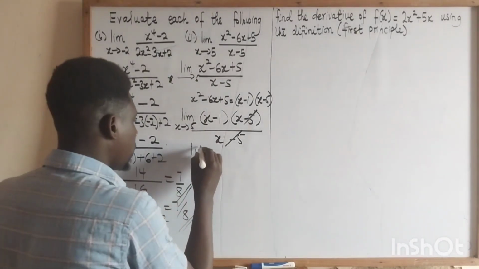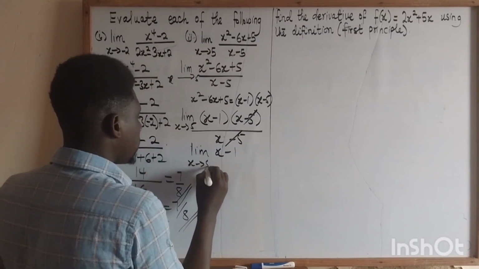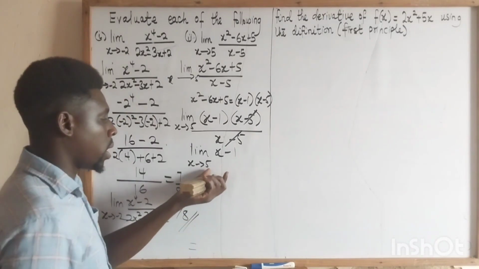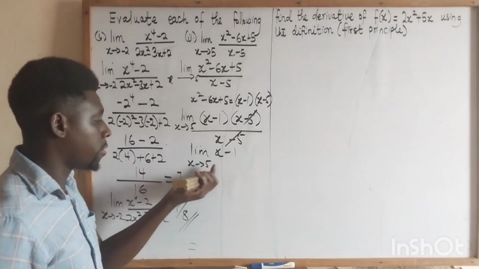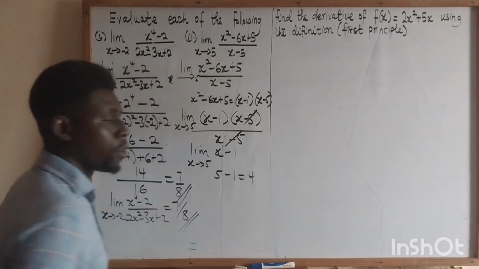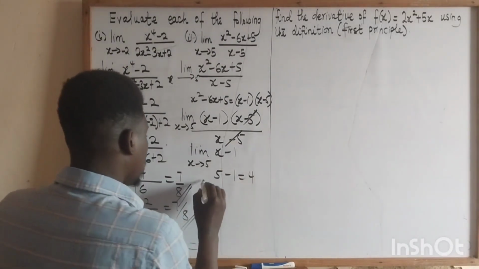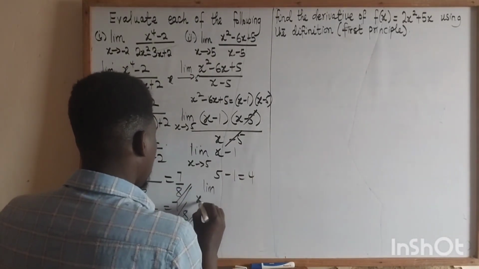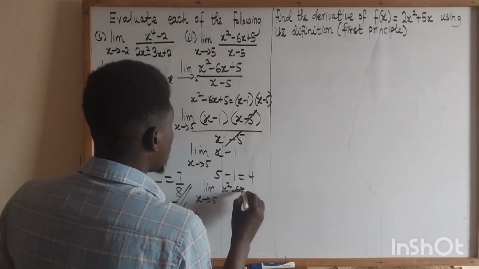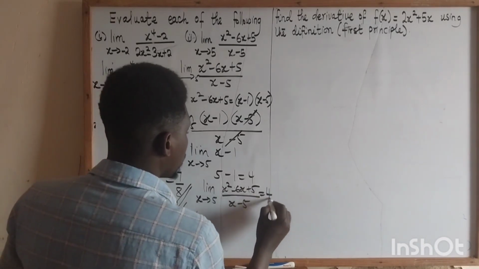All right, so the limit now gives me x minus 1 as x approaches 5. Here we can apply our substitution: where x is, we can put in 5. So this gives me 5 minus 1, giving me 4. So the limit of this function is 4. The limit of the function as x approaches 5, x squared minus 6x plus 5 all over x minus 5, should be equal to 4.